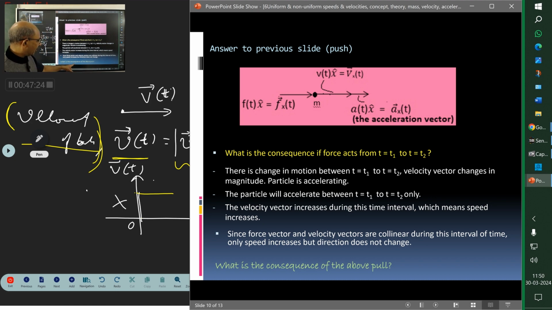So what is the consequence of the above pull? What is the consequence of the above pull? What happens here?